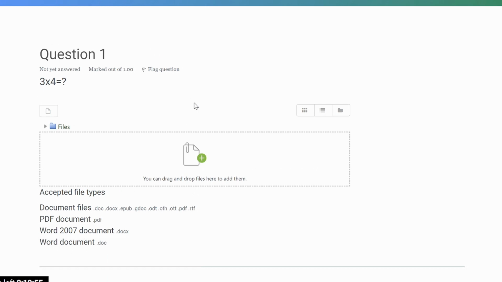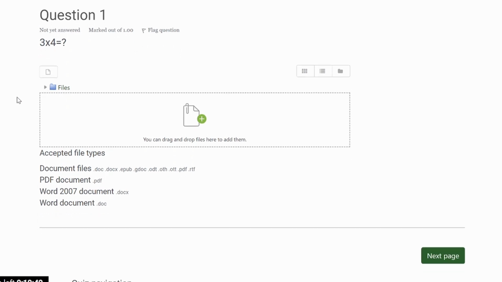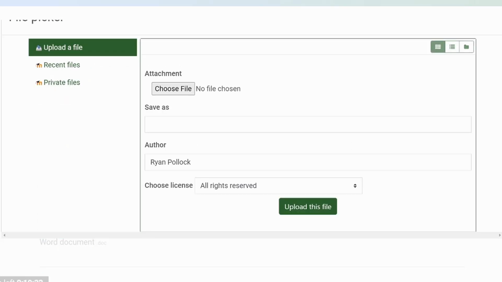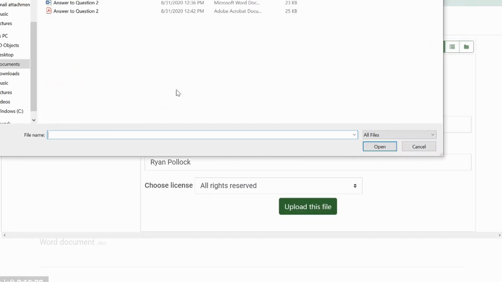Okay, so what do you see when you start the exam? First you'll get a question. Obviously this is not a question from our actual class or study guide. It says question 1, what is 3 times 4? And you will be given an area to upload a document. So notice you won't be typing your answers or even copy and pasting them into some sort of message box to submit your essays. You will be uploading a Word document or a PDF file.